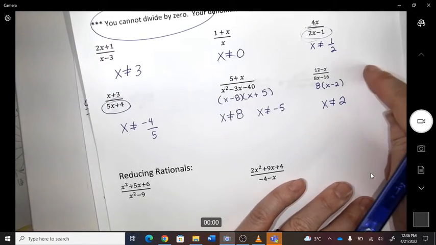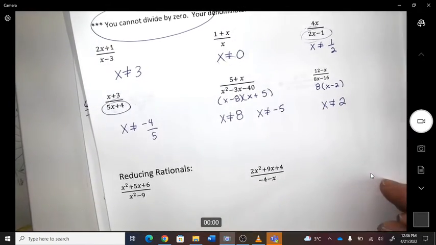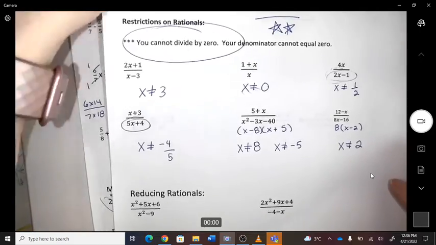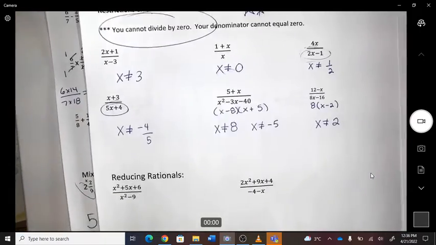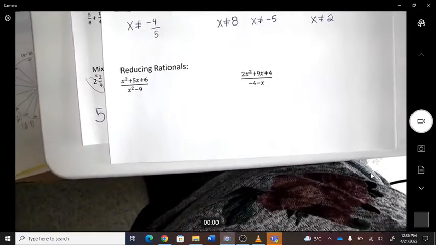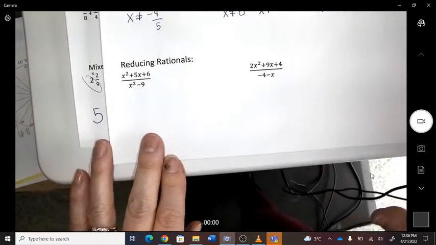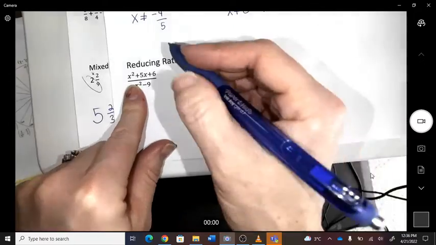Okay, you could have done the opposite: 16 divided by 8. That would have given you the 2 as well. Okay, we're going to do 3 more examples and then we're done. So, reducing rationals, we're going to factor everything we possibly can.